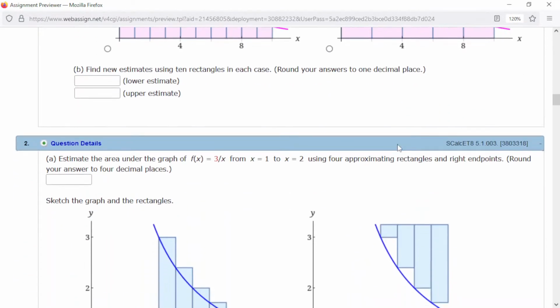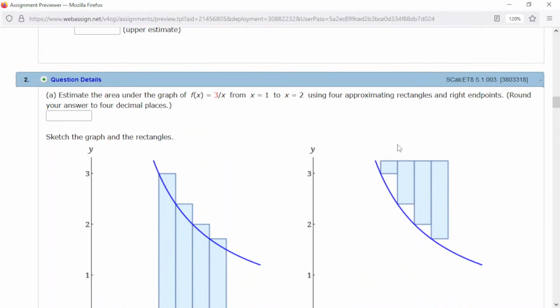Let's take a look at number 2 then. That was the one that caused some grief and suffering. It's because you actually have the function here, and the function gives you the ability to actually compute. You don't have to estimate how tall these rectangles are. You can actually compute how tall they are with the function.